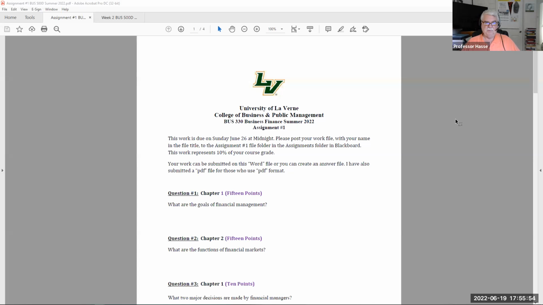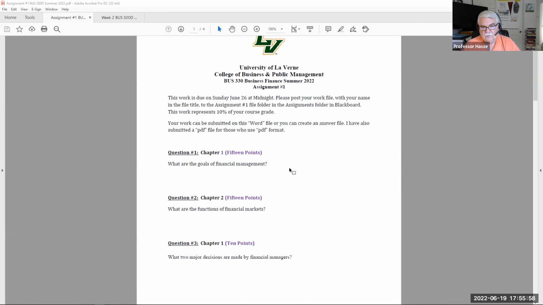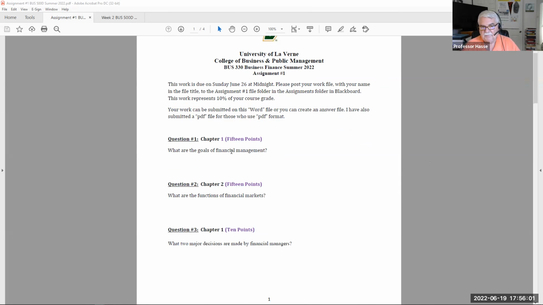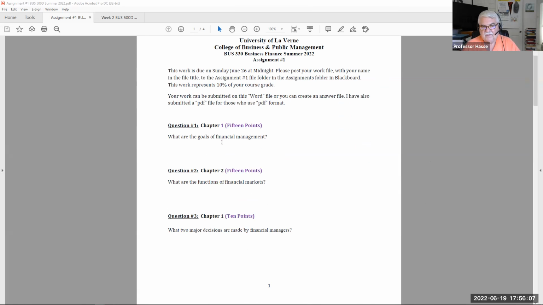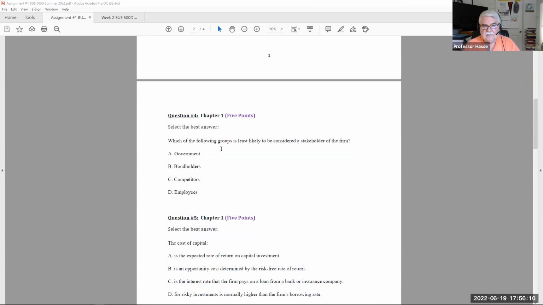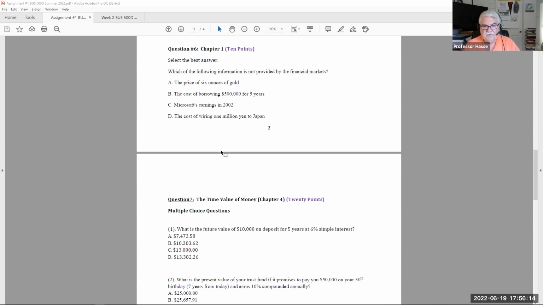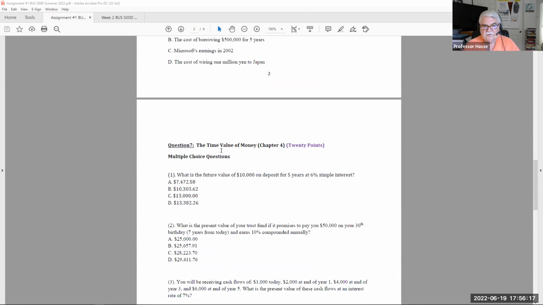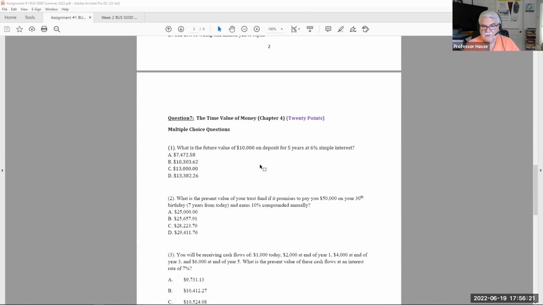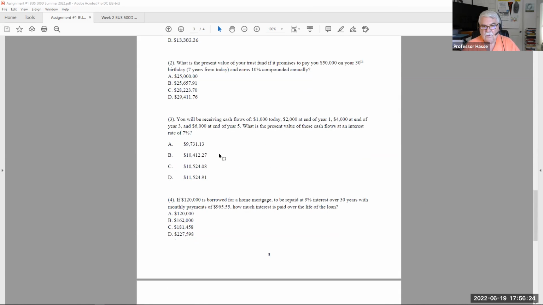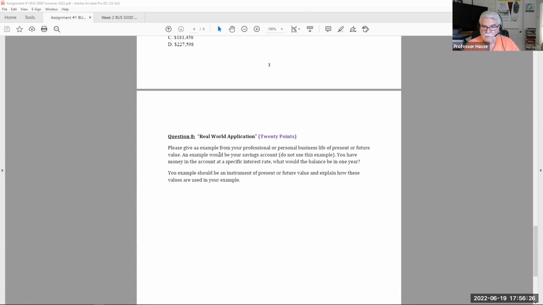Here is assignment number 1, and it's 2 different types of questions. It's short answer questions right here, and I give the chapter that it's from. This is chapter 2, excuse me, that should be chapter 2. The questions are about the financial markets, and then some multiple choice questions. The final 2 questions concern the time value of money, with some calculations that I need you to do to find the correct answer for these 4 questions. And then a real world application.